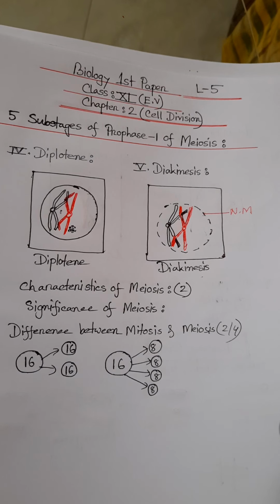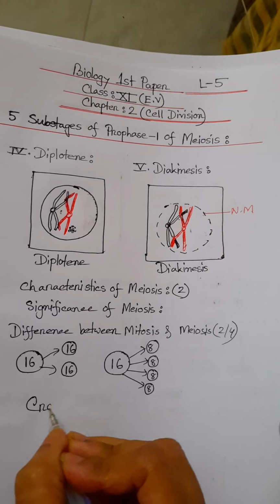Then crossing over. In mitosis cell division there is no crossing over, so you cannot see genetic variation. But in meiosis division, crossing over happens and you can see the variation. In evolution, mitosis has no significance in variation or evolution, but for variation in a species and evolution, meiosis plays a great role.